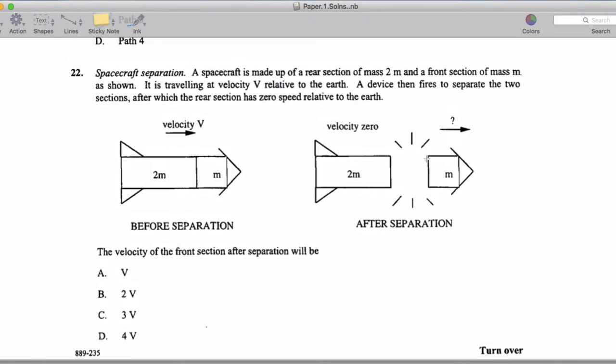Spacecraft separation. This is a classic conservation of momentum problem. So let's get the total momentum before. This is going to be 3mv. Why? Because this is 2mv plus mv. Now here, after the separation, we get 2m at its velocity of 0 plus m at its v final. And what we can do is set these equal. And when we do that, v final ends up being 3 times v, which is choice C.